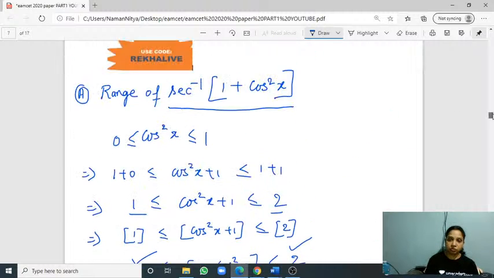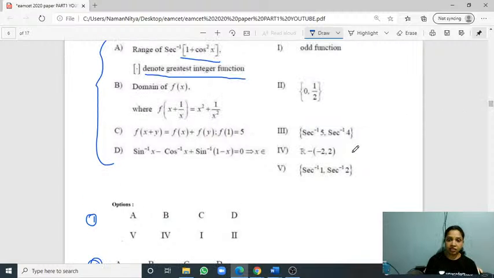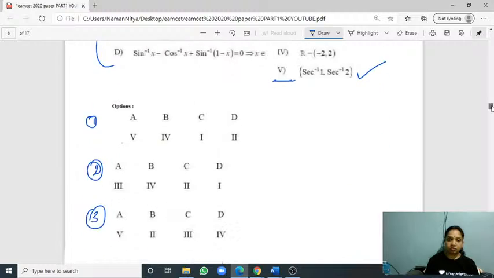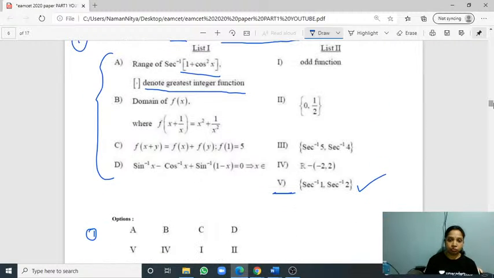So which is the option? In list 2 you can check. Do we have this? Yes, we have. This is the fifth one. So A is matched to fifth. Just remember, like this only, I will try to solve each and every one and we will match also. So first, A is mapped to the fifth one.